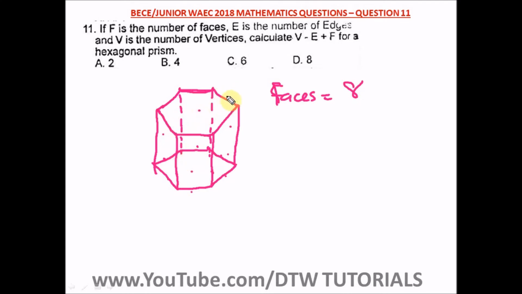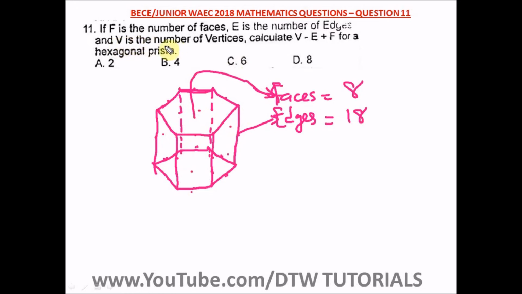Should we count this together? So we have 1 edge, 2 3 4 5 6, then go to the bottom, we have 7 8 9 10 11 12, then by the side that's 13 14 15 16 17 18. So for the edges we have 18 edges. That's for a hexagonal prism. So we have 18 edges. These are the edges, then these are the faces.